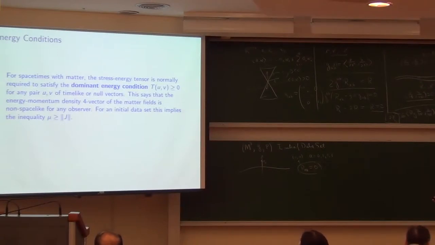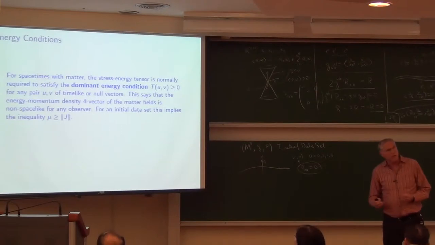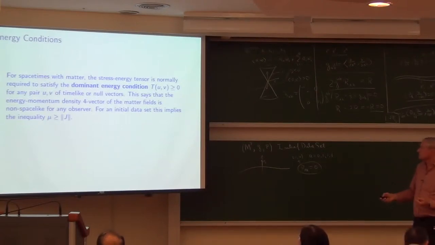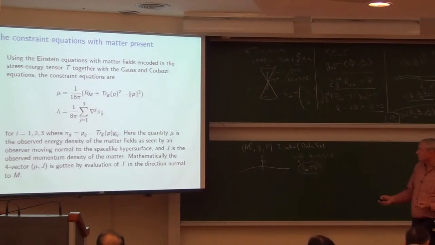And it just says that if you take two, I should say forward pointing, timelike or null vectors, then T of it is non-negative. And so what it corresponds to is the condition that for any initial data, the mass density is bigger than or equal to the norm of J, the momentum density. And so what that means, going back to the four vector (mu, J), it means that it's a timelike vector.